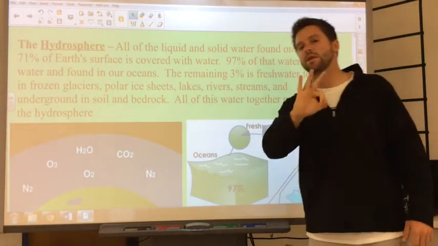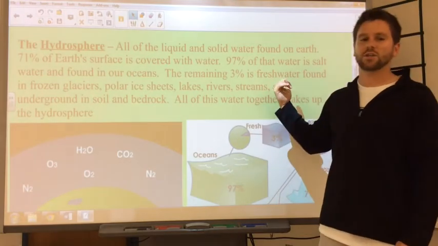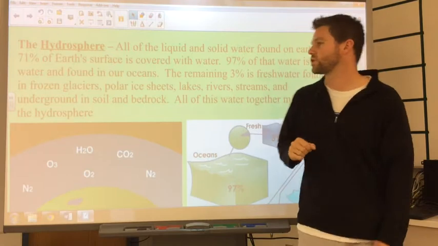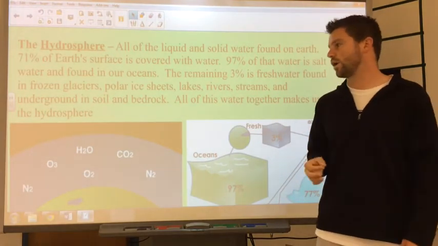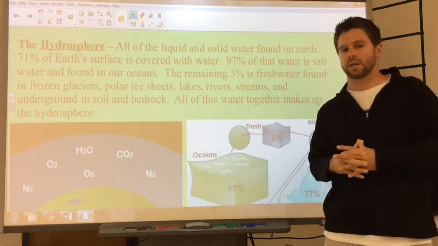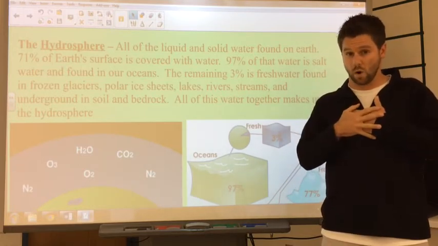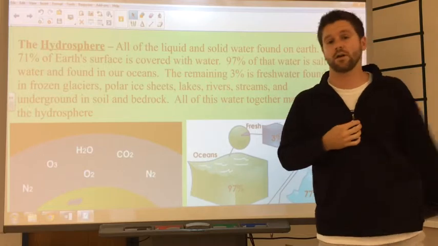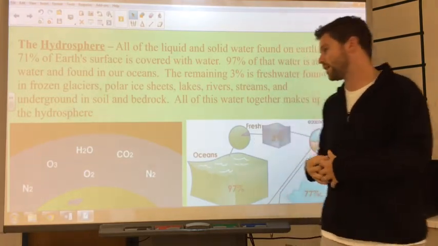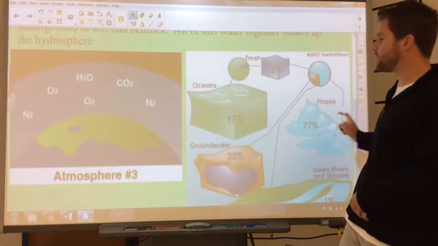The remaining 3%, which is fresh water, is found in frozen glaciers, polar ice caps, lakes, rivers, streams, and underground in the soil and bedrock. So a very, very small amount is this fresh water that we require to live. We cannot go live out in the ocean and drink that water. It will not suffice to keep us alive. Okay? So a couple different images, right?